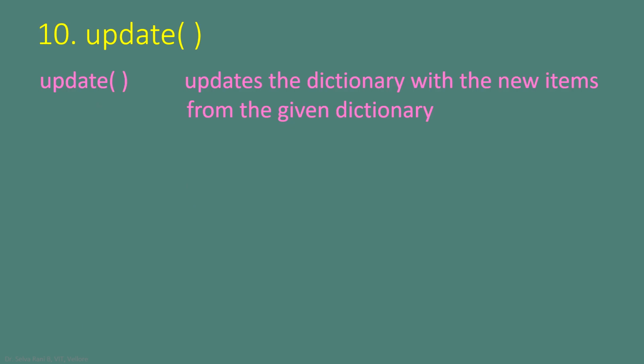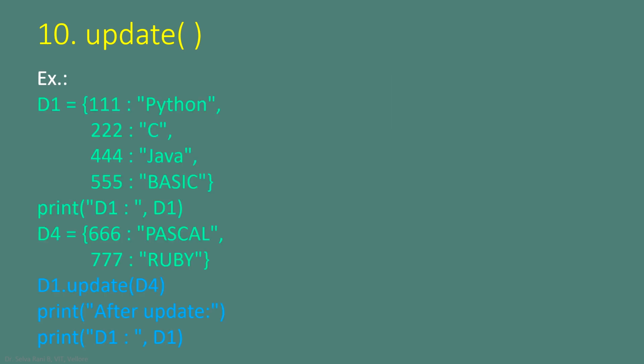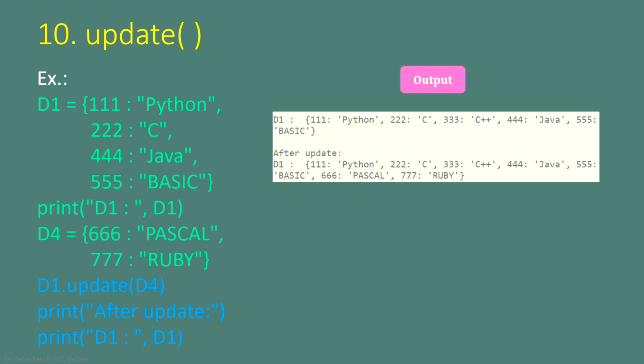update. Update is the method which will help us to update the dictionary with new elements from another dictionary. Let us consider D1 with 4 elements, and let's print the dictionary D1, and let's have another dictionary D4 in which we are having 2 elements with the keys 666 and 777. Now D1.update(D4) is the statement which will add the elements from D4 to D1. So after update, D1 will be modified with extra elements in it.